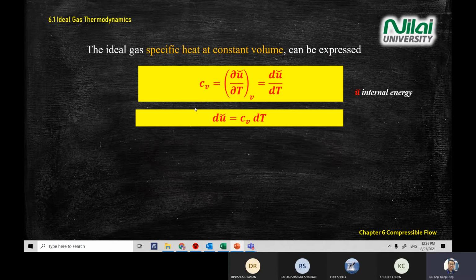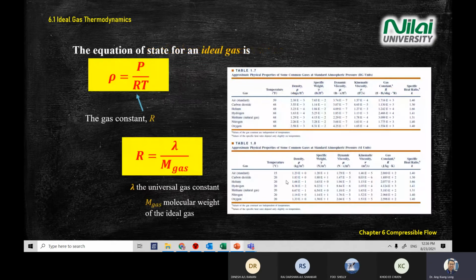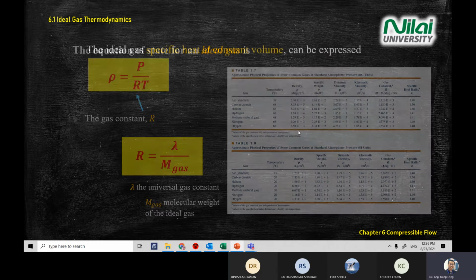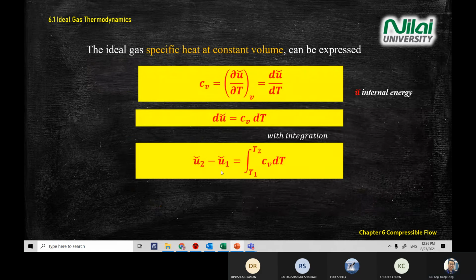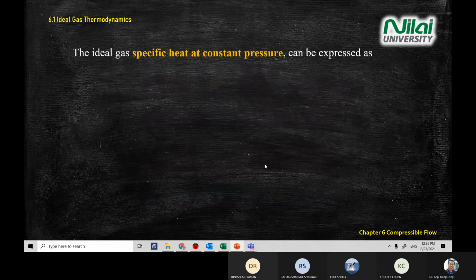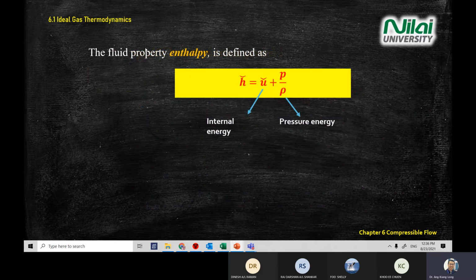Okay, so again, look at the table. This table doesn't have CV. There's one material table where you can find CV. So the equation you see on your screen here is enthalpy. Enthalpy H equals U plus pressure divided by density.